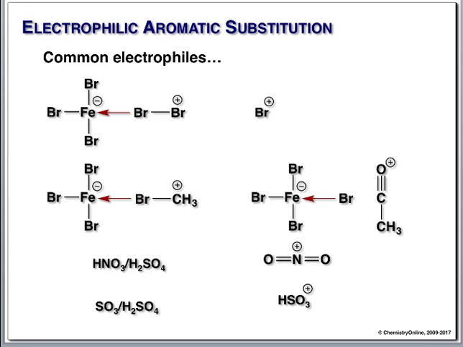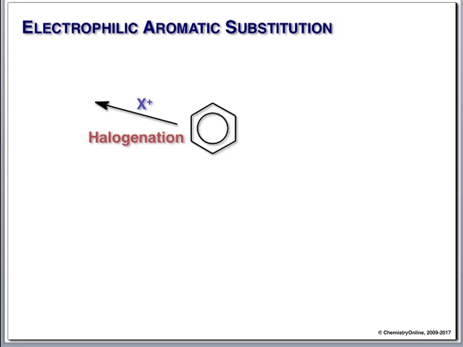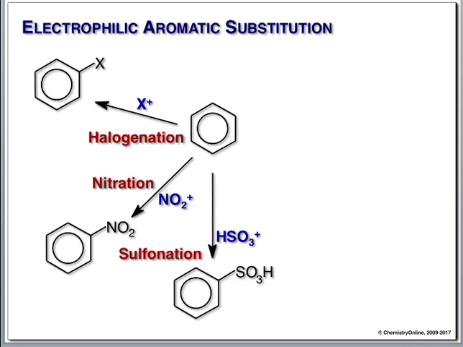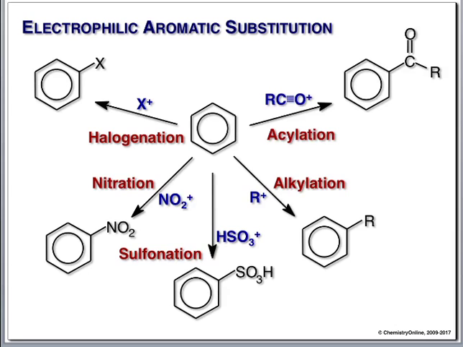So with these very simple electrophiles, we can do this. We can do halogenation. Introduce a halogen into the ring. We can do nitration, make a nitrobenzene. We can do sulfonation, make a benzene sulfonic acid. We can do alkylation, Friedel-Crafts alkylation, make an alkyl benzene. Or we can do acylation, and we make a carbonyl. Very, very versatile set of reactions. Any questions? Now we're going to run through these bit by bit and talk about them.